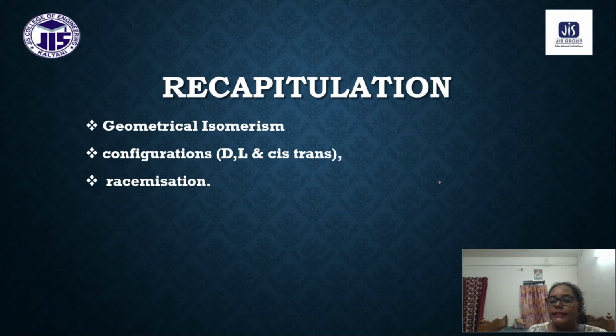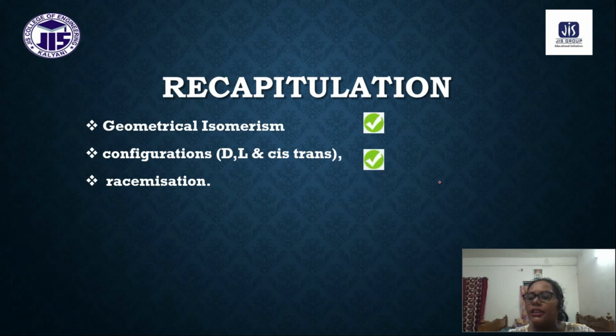Okay, now this is the recapitulation of whatever we have taught today. That is geometrical isomerism, configurations D, L, cis, trans, all these configurations we have seen, and also racemization. What do you mean by racemization? That also we have seen.